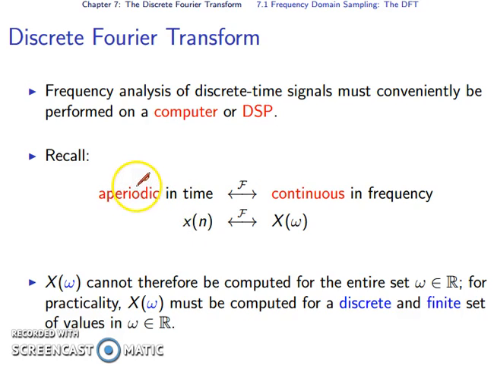So let us recall this. Aperiodic in time gives us a continuous spectrum in the frequency domain. X of omega is continuous in frequency, but this X of omega cannot therefore be computed for the entire set of omega. For practicality, X of omega must be computed for discrete values.